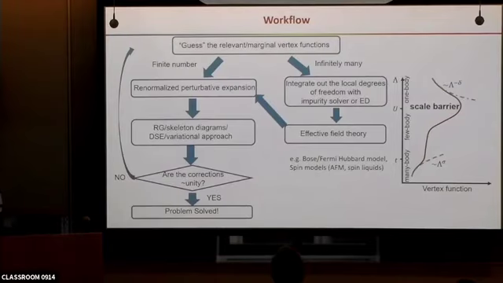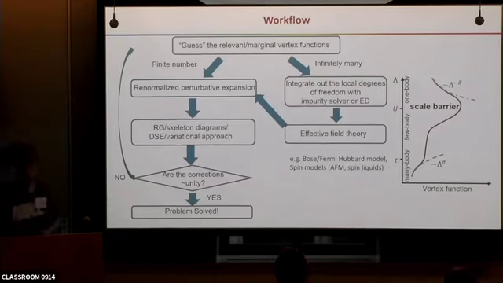Okay, so how to handle this problem? There is a way out. What you need to do is integrate out the local degrees of freedom exactly with a non-perturbative method, like an impurity solver or ED. Then, based on the solution of ED or the impurity solver, you construct an effective field theory. This effective field theory addresses the relevant degrees of freedom in the IR limit, and then you can go back here to solve this problem. Okay, so that's the workflow. That will be my talk. Thank you.